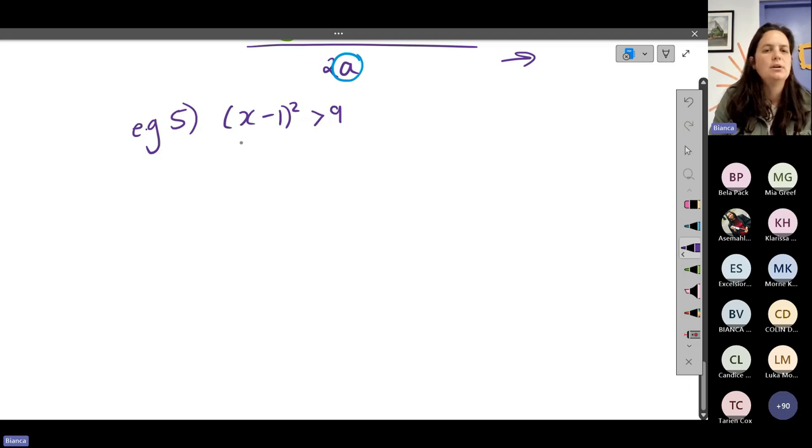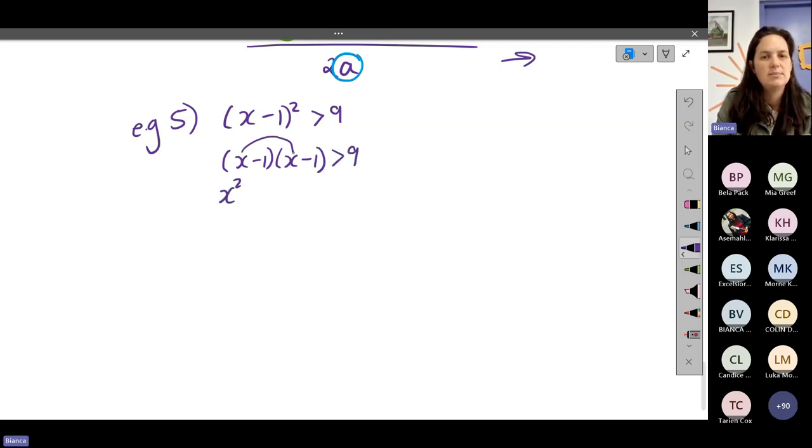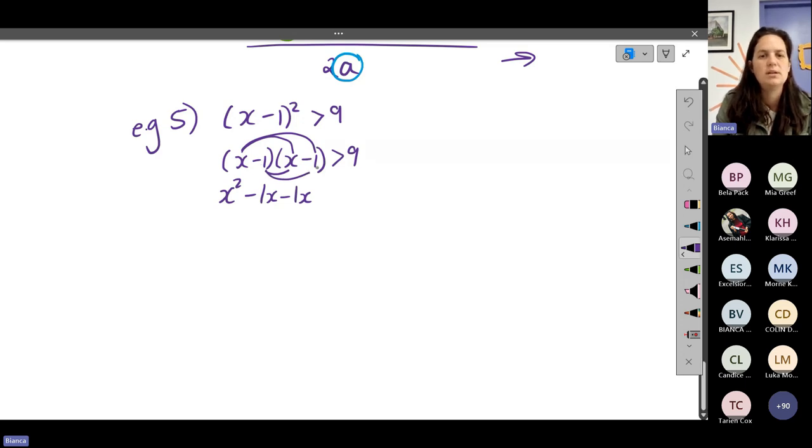Expand it, good. So we're going to do this the long way, because if you don't know how to expand a binomial by squaring it, it's too late now. We just need to be able to do it the long way. So you can write out the brackets twice, and then times out the brackets. x times x is x squared, minus 1x, minus 1x, and then minus 1 times minus 1 is positive 1, greater than 9. What's next? You see the square? When you see that square, what are you supposed to do?